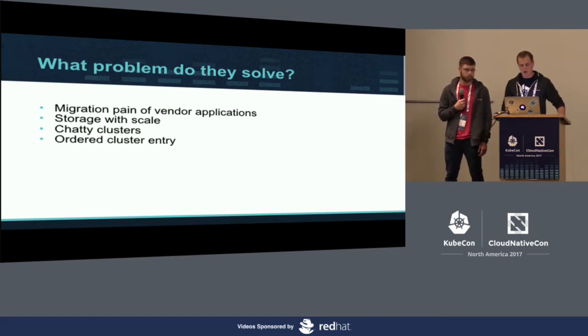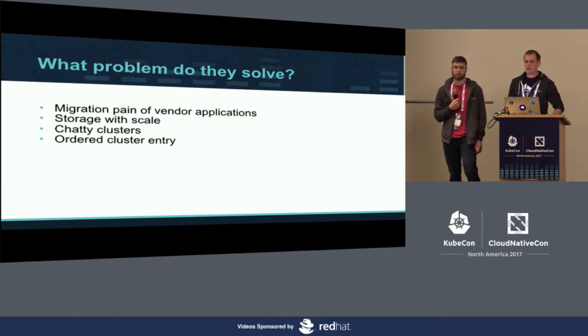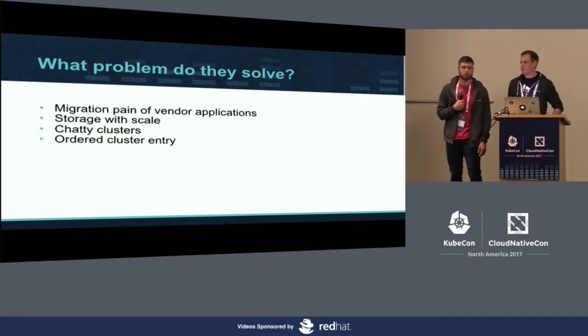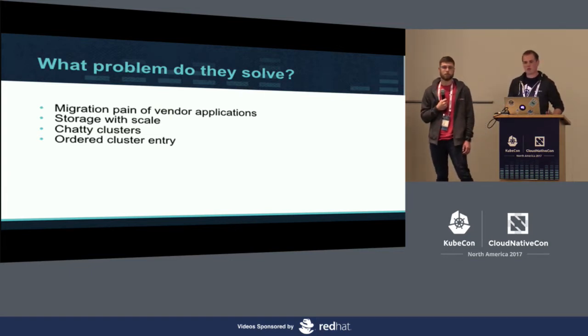We also have some other things, to be a little bit more specific: storage with scale. What I mean by this is that applications that scale tend to need their own storage, whether that be indices or some sort of runtime state information. And then chatty clusters. Clusters, when they scale, like to talk to one another, gather graph information, and then ordered cluster entries. Entries into the cluster like to have some notion of the replicas before them being ready and started.